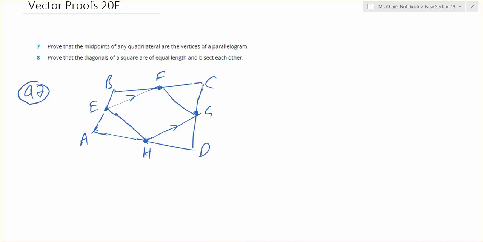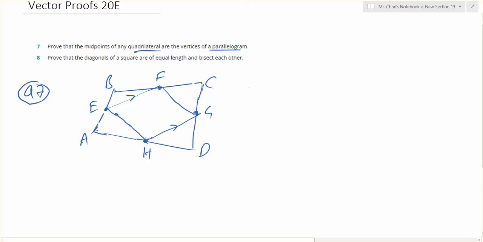In question 7, we're trying to prove that the midpoints of any quadrilateral are the vertices of a parallelogram. So essentially, to prove that, we just need to prove that EF and HG are parallel to each other, to prove that it's a parallelogram.